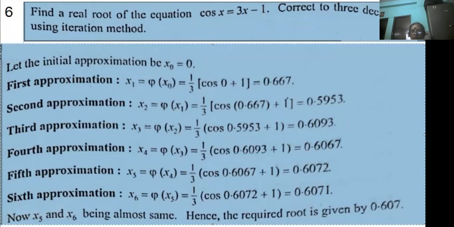Proceeding on similar lines, we can easily see that up to 3 decimals we are having the same digits. So finally the root is given by 0.607.